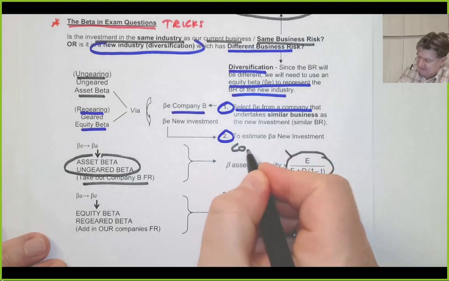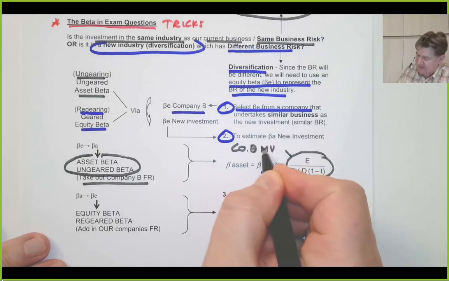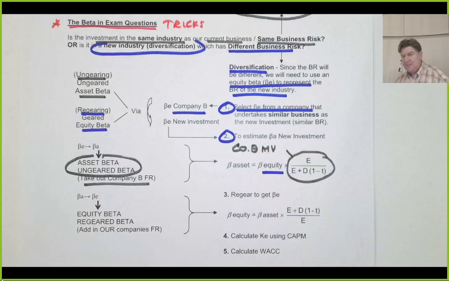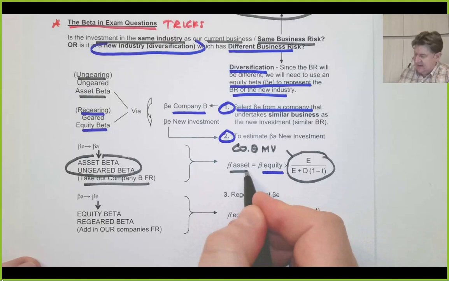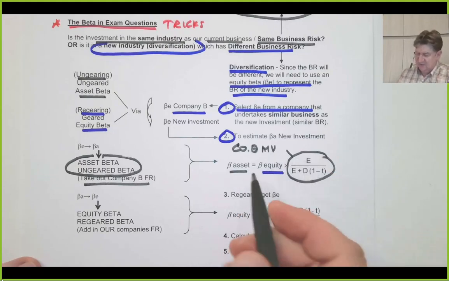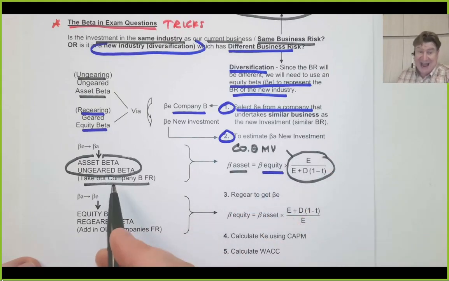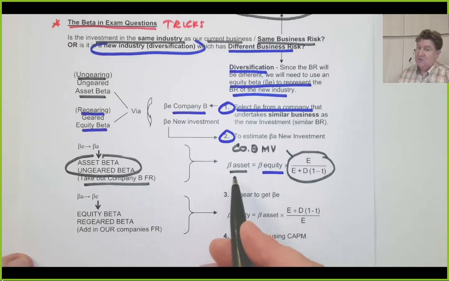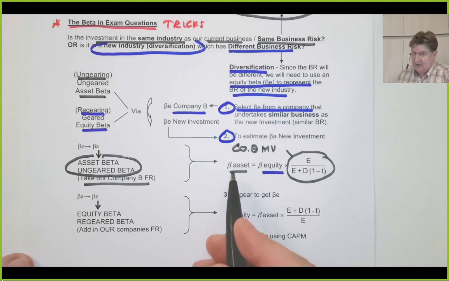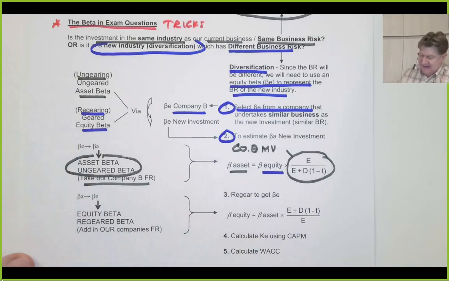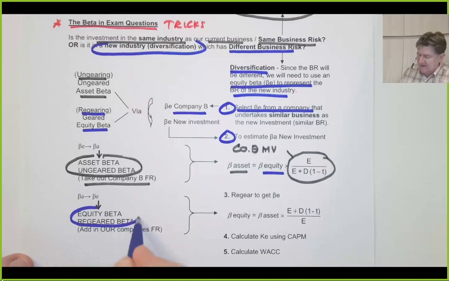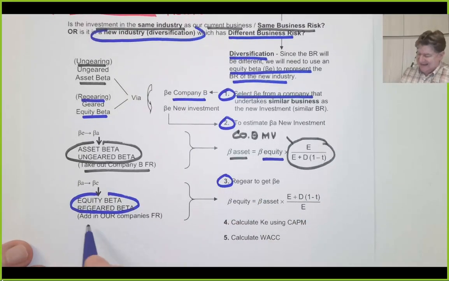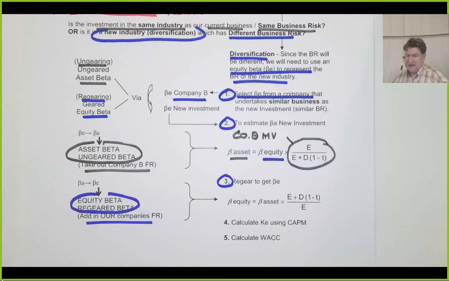Here you use company B's market values, and you will find the beta goes down when you take out financial risk. That's giving you no debt, so it's the business risk only. Then we can add in our company's debt.